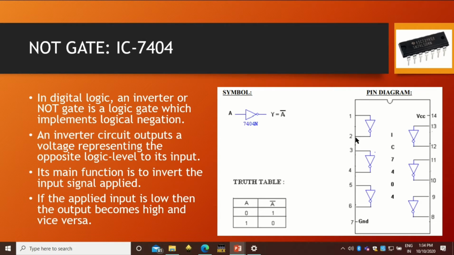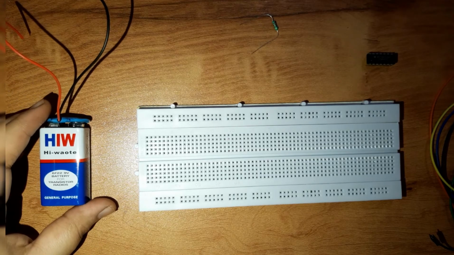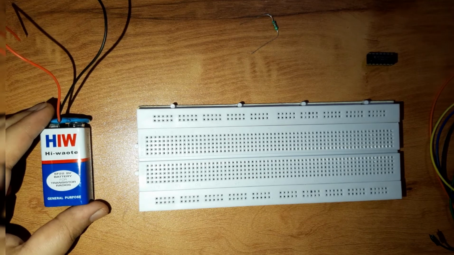So if I want to check the output, I need to connect my LED to the second pin, and I need to give the input like 0 and 1 to the first pin. So this is how the NOT gate can be implemented. So we will see how the NOT gate is implemented on breadboard. Now let us see how the NOT gate is to be implemented.